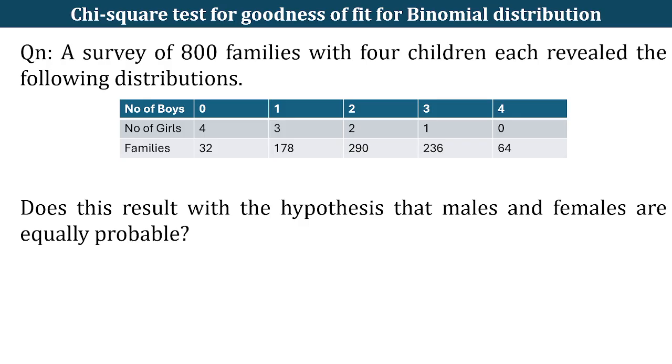A survey of 800 families with 4 children each revealed the following distribution. So in that case n will be 800. They're asking whether this result is consistent with the hypothesis that males and females are equally probable. So when we have male or female, it's going to be a binomial distribution. Why? There are only two events. Either the probability is comparatively high, and for the Poisson distribution, the probability will be low but the number of samples will be high.